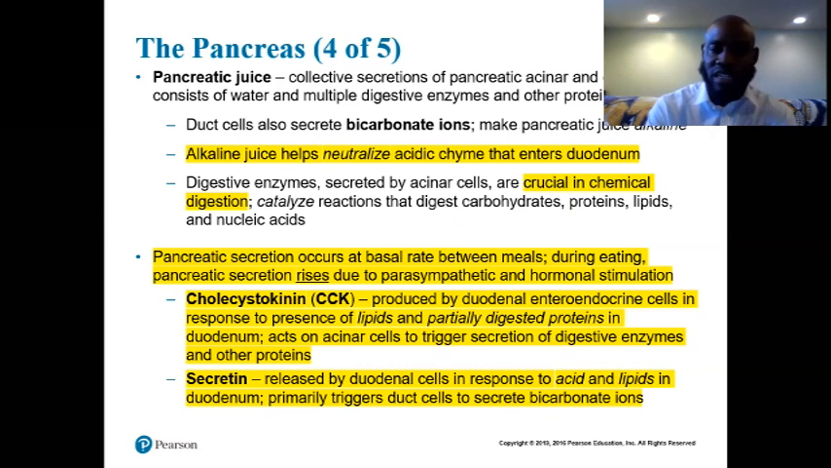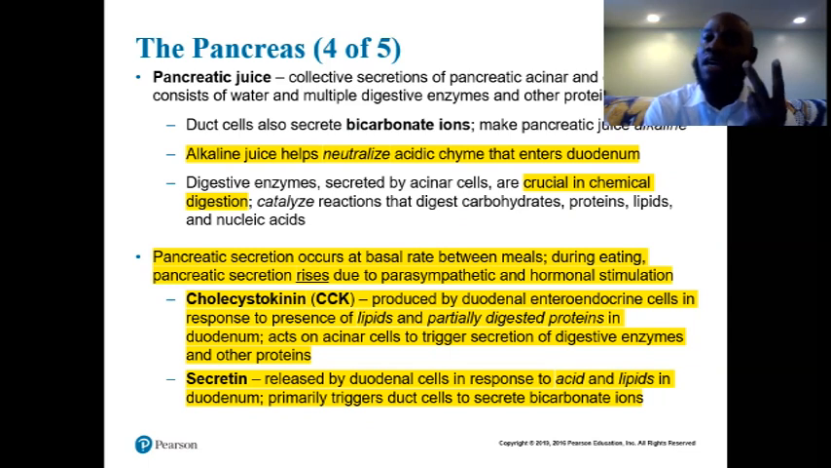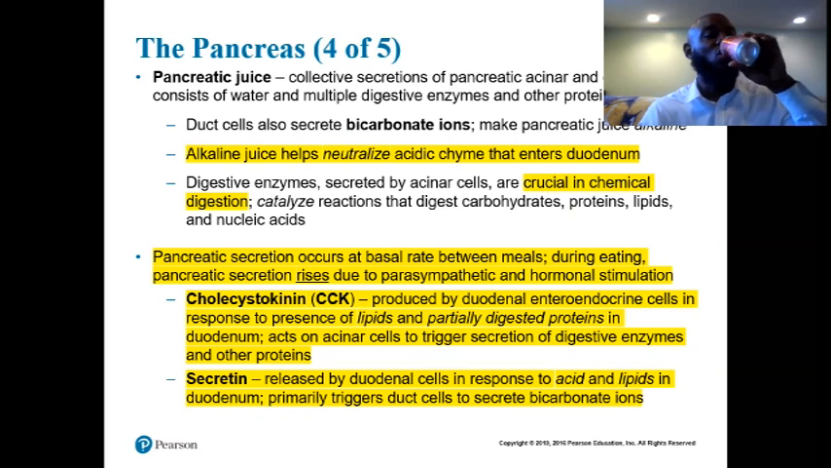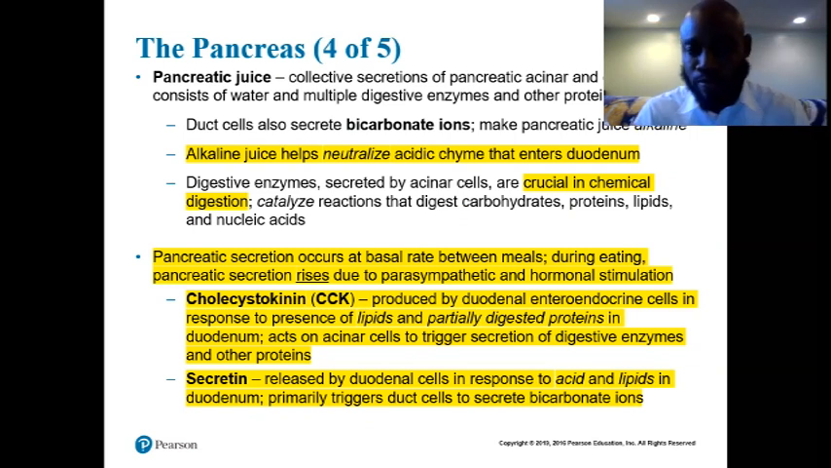All right, and so then these digestive enzymes, also secreted by the pancreas, the acinar cells, are also crucial in chemical digestion. They catalyze reactions that digest carbohydrates. We've already talked about carbohydrates and the salivary amylase in the mouth. Proteins, we've talked about digestion of proteins a little bit already with the pepsinogen in the stomach, but they also help catalyze reactions to further digest lipids and nucleic acids, which we haven't really talked about up until this point. Breaking them all down further.